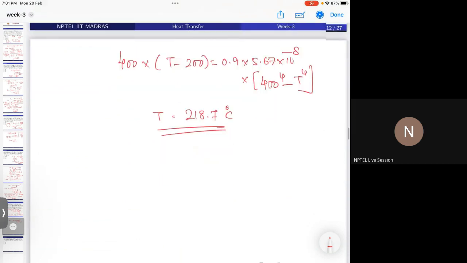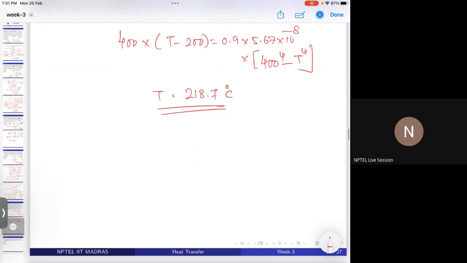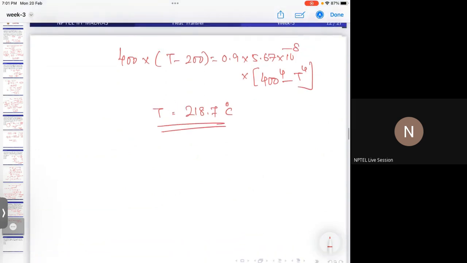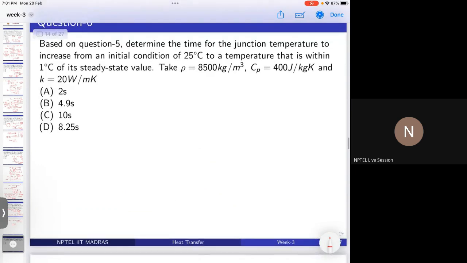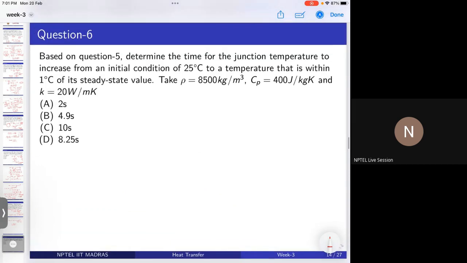Because here you have just the fourth power. So you will get the steady state temperature of the bead as 218.7 degrees Celsius. So we will go on. This is also a continuation of the previous question.